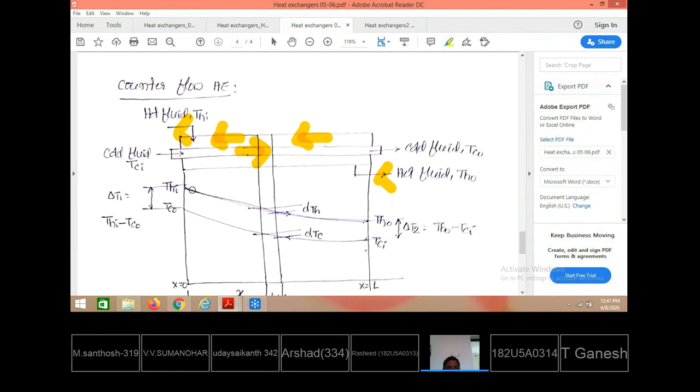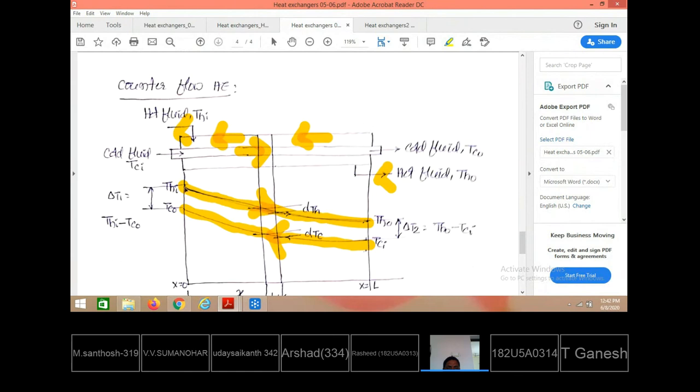For the same counterflow heat exchanger, hot fluid with temperature THI is entering. On losing heat from the hot fluid, the temperature comes down to a value of TH naught. Counterflow heat exchanger means the cold fluid must enter in the reverse direction. Suppose the cold fluid has entered in this direction, and after receiving the heat the temperature is increased.